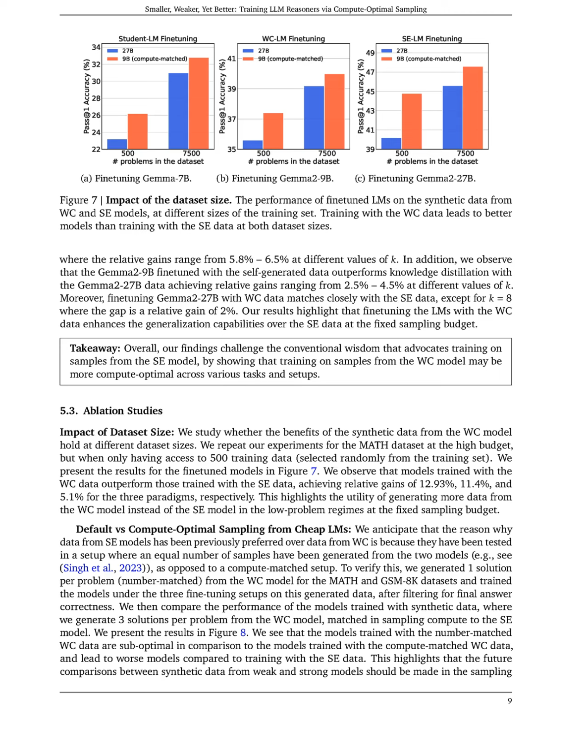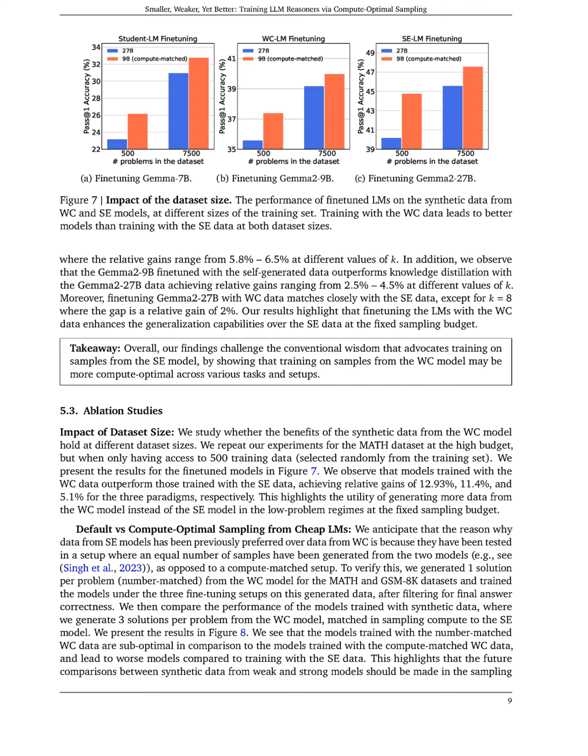In our study, we encountered limitations regarding the balance between coverage, diversity, and false positive rates, FPR, in the generated data from weaker models, WC. While the WC model demonstrated higher coverage and diversity, specifically achieving 11% higher coverage and 86% higher diversity compared to the stronger model, SE, it also resulted in a 7% higher FPR for the math dataset.